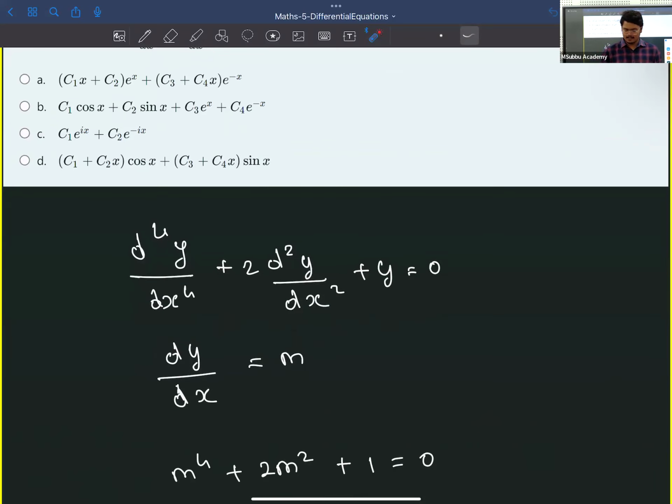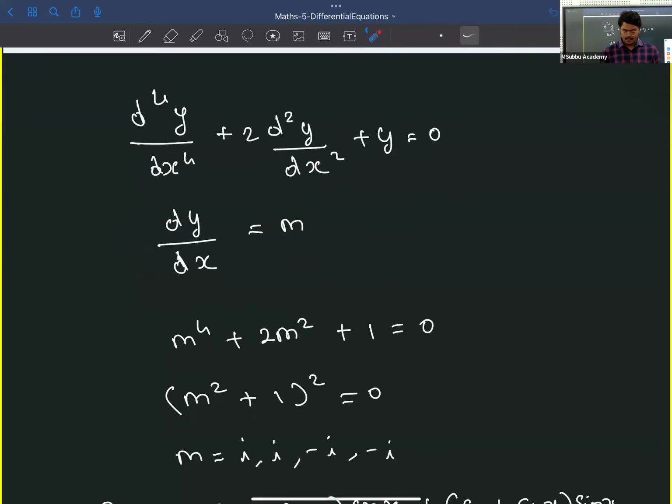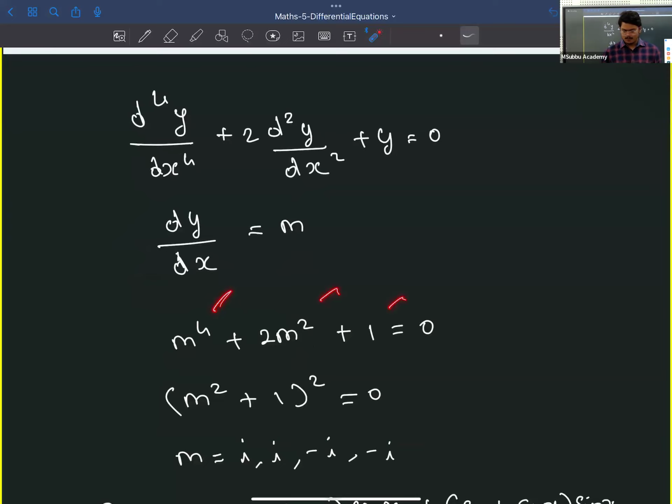This is a common method using the complementary function. We'll solve the differential equation. So just remember how to start this method. When you have an equation like this, take dy by dx as m. Then what you'll get is m power 4 plus 2m square plus 1. For this, just factorize.